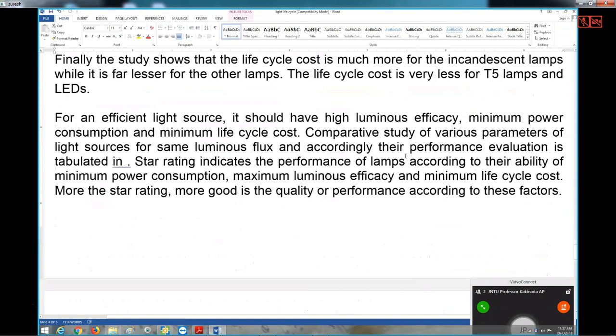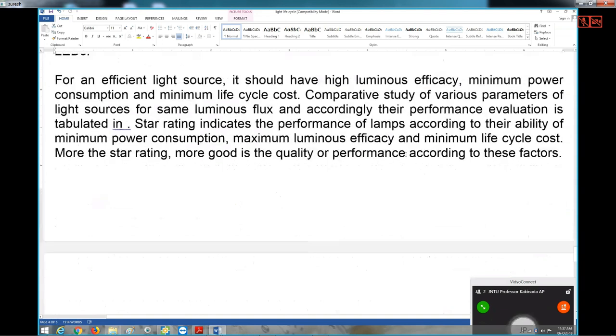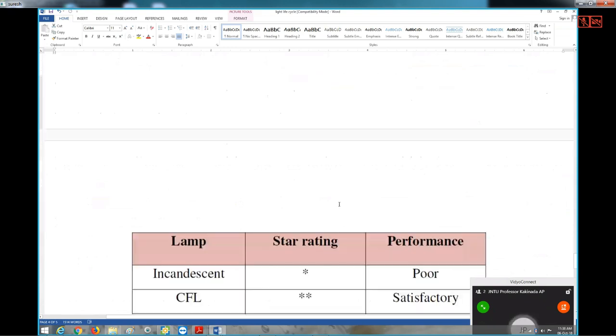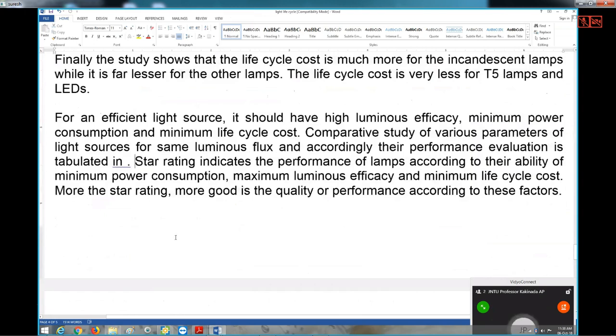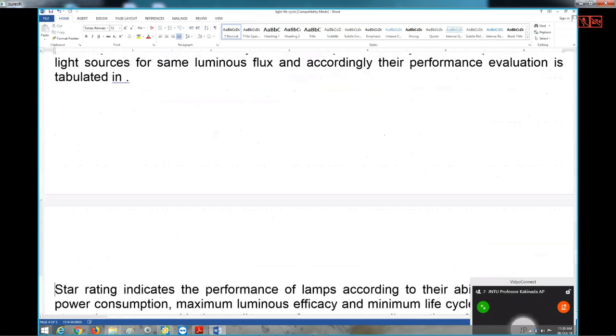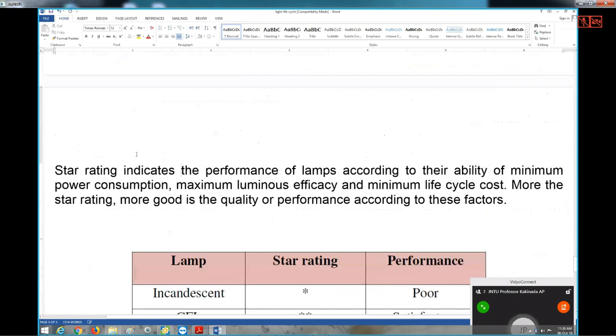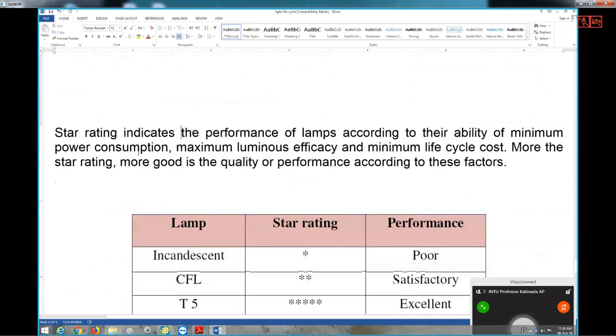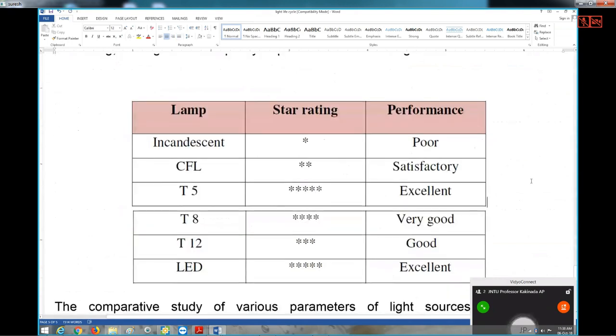Now, this shows the luminous efficiency of the light source. The luminous efficacy has improved, with minimum power consumption and minimum life cycle cost. Now, coming to the star rating, here we are going to concentrate on star rating also. Looking at this star rating, the devices which have more stars are to be treated as excellent devices for the energy utilization concept.